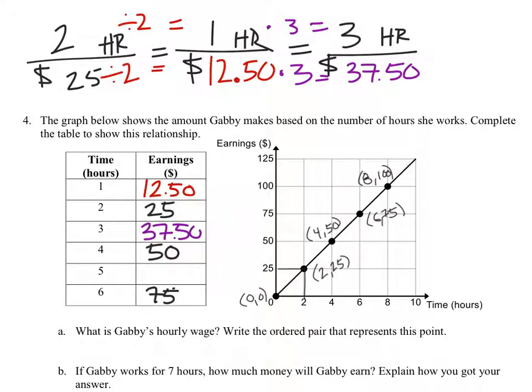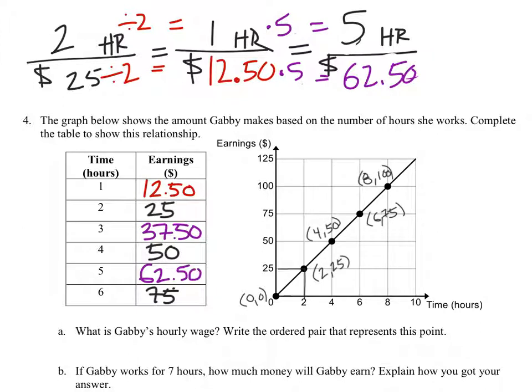I can reuse that fraction by just simply replacing these values with whatever values need to go there. So the next hours, we already know 4 hours, but we need to know 5 hours. So we'll take the 1 times the 5 and the $12.50 times the 5 as well. And it looks like we should get $62.50. So we can write that in as well. $62.50.